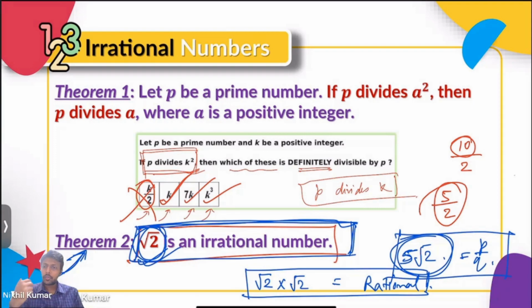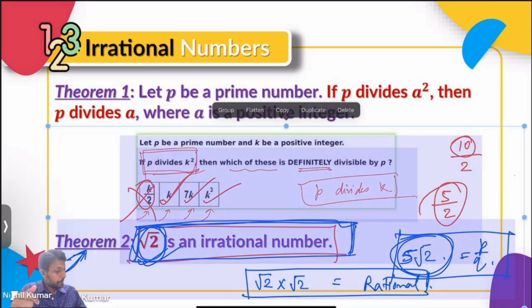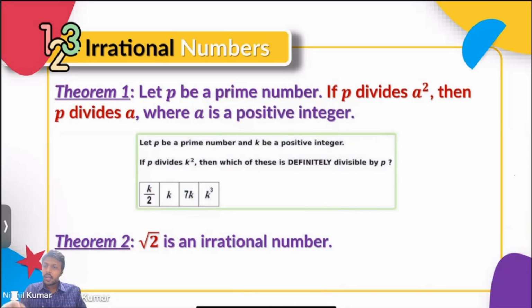A quick recap of the two theorems we've just studied. Let me clean it up. The first theorem is if p divides a square, then p must be dividing a also. You have to remember here p is a prime number. The second theorem says that root 2 is an irrational number. That's the theorem.